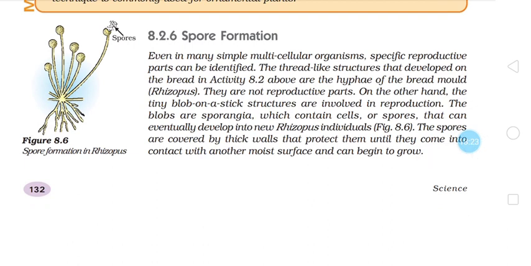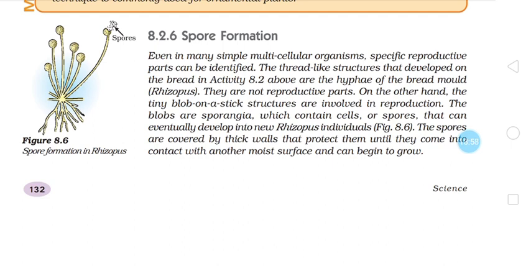Even in many simple multicellular organisms, specific reproductive parts can be identified. The thread-like structures that developed on the bread in Activity 8.2 above are the hyphae of the bread mold, that is Rhizopus. They are not reproductive parts. On the other hand, the tiny blob-on-a-stick structures are involved in reproduction. The blobs are sporangia, which contain cells or spores that can eventually develop into new Rhizopus individuals.